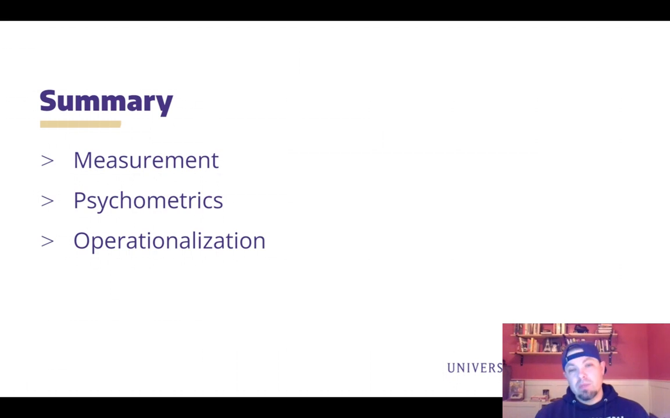To sum up, measurement is the process of quantifying different attributes about a subject being studied, and operationalization is the process of defining a variable in terms of specific measurable operations or procedures.